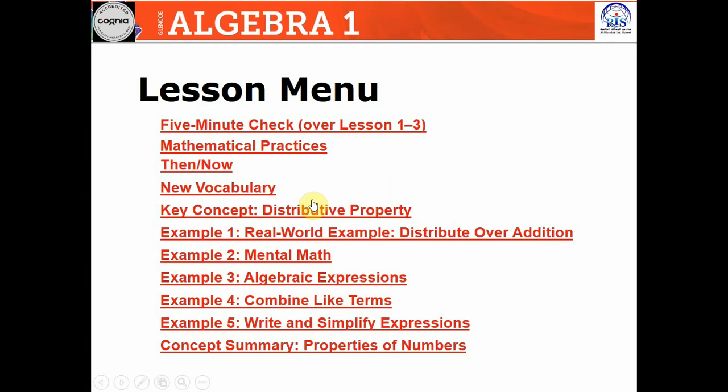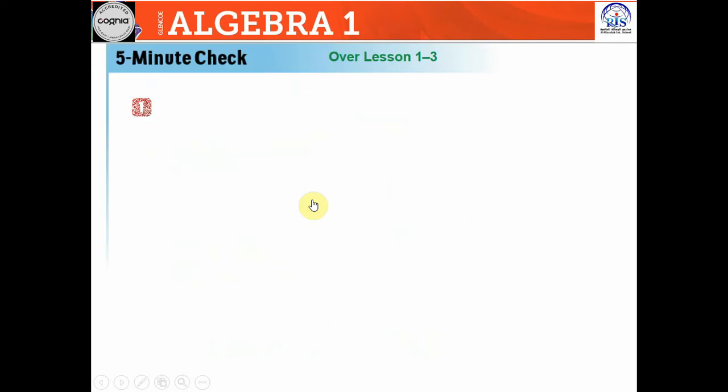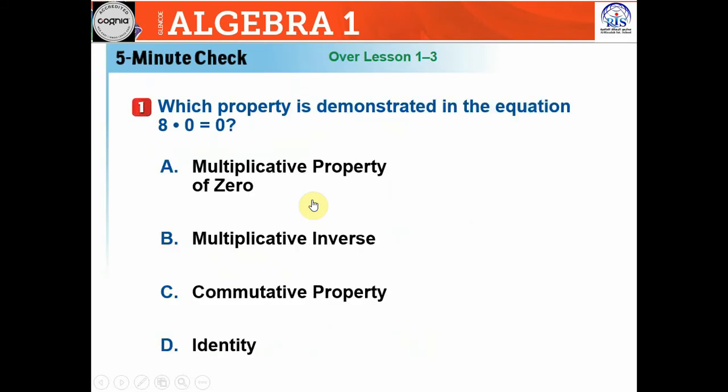Boys, today we will start lesson number 4. Before we start, we are going to make revision for lesson number 3. Which property is demonstrated in the equation 8 times 0 equals 0? This is what? Multiplicative property of 0.